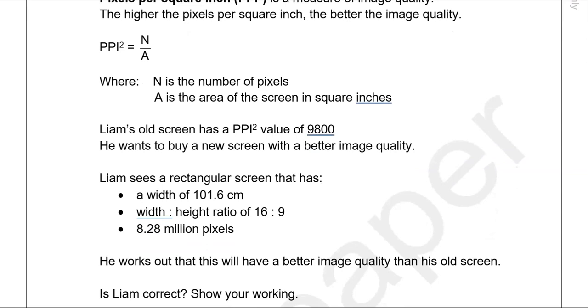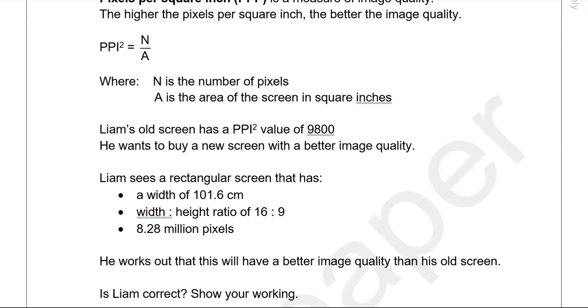Liam's old screen has a PPI squared value of 9,800. He wants to buy a new screen with a better image quality. Liam sees a rectangular screen that has a width of 101.6 centimeters, width to height ratio of 16:9, and 8.28 million pixels. He works out that this will have a better image quality than his old screen. Is Liam correct? Show your working.